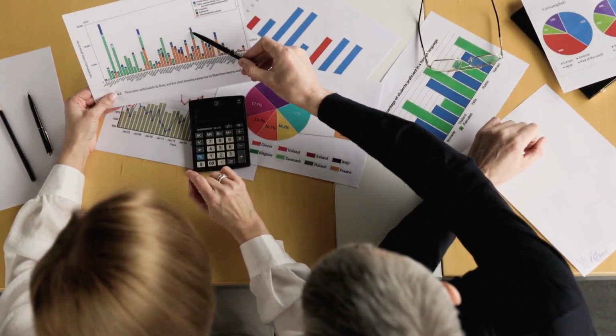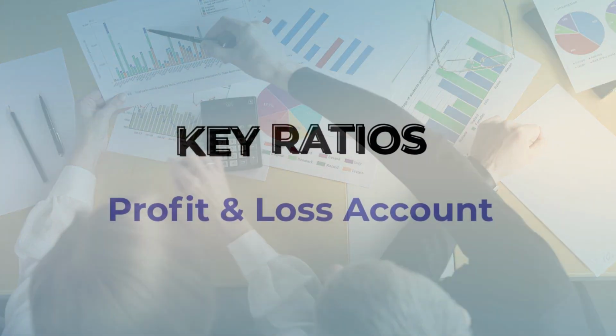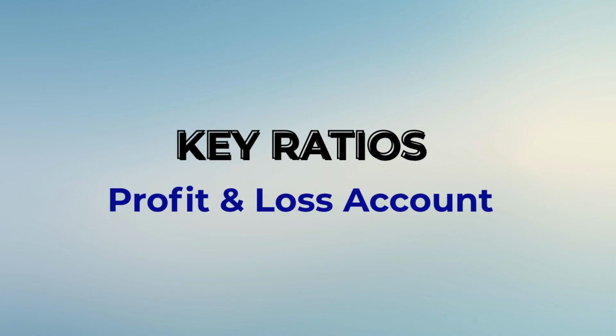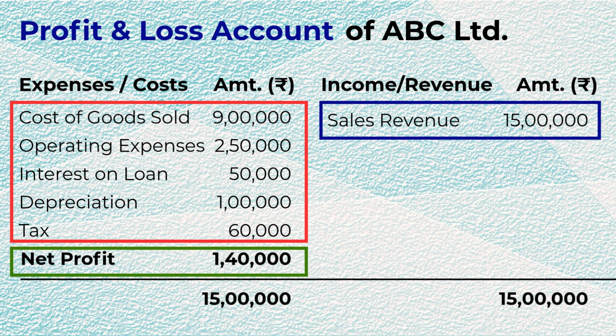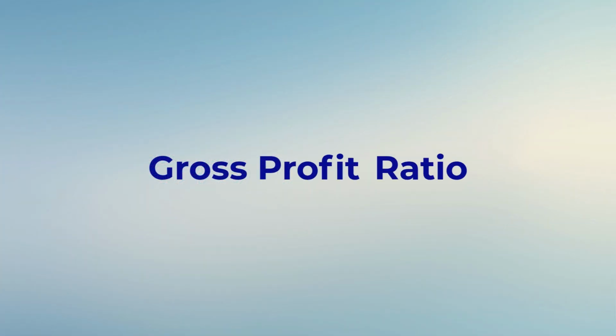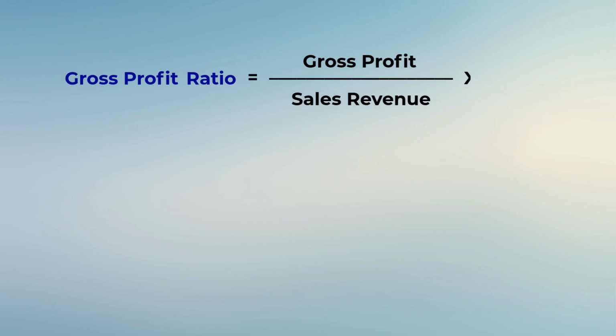Once the profit and loss account is checked, analysts review the key ratios. Let's find out some of the important key ratios from our sample profit and loss account. The first one here is gross profit ratio, which is equal to gross profit divided by sales revenue multiplied by 100. Now what is gross profit? Gross profit is equal to sales revenue minus cost of goods sold.